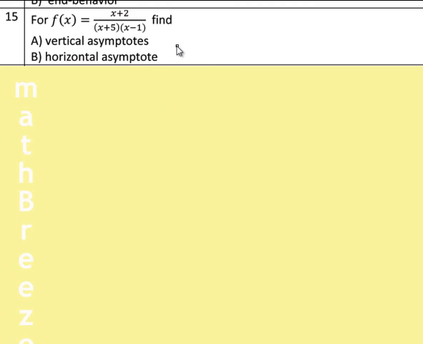In 15, we want to find the vertical asymptotes and the horizontal asymptote. So the vertical occur when the denominator is 0. So for vertical asymptotes, we have x is equal to -5 and x is equal to 1. Now, for horizontal asymptotes, those are determined by the end behavior.